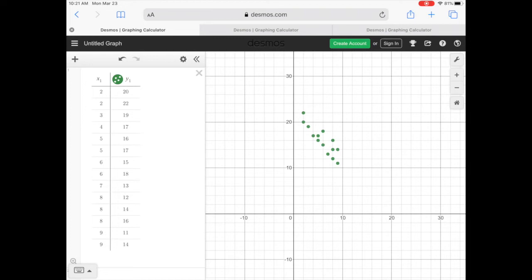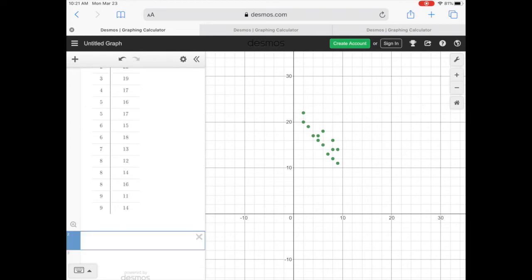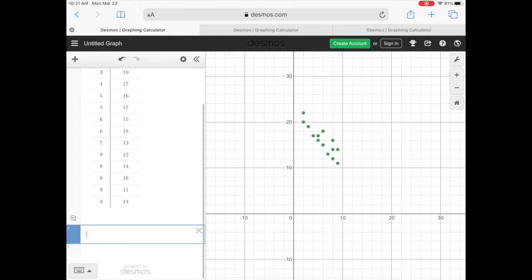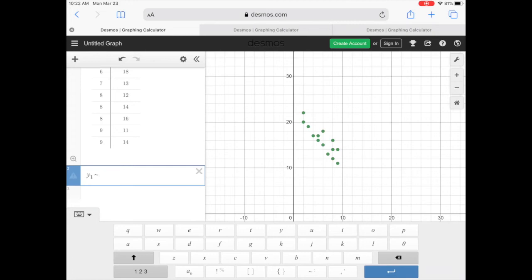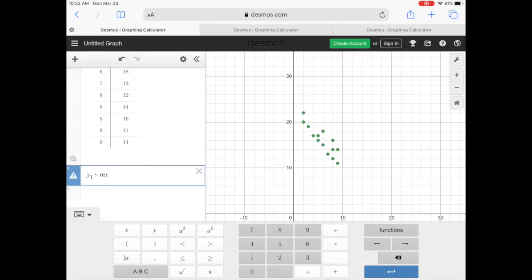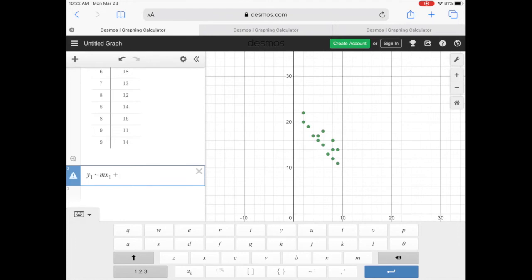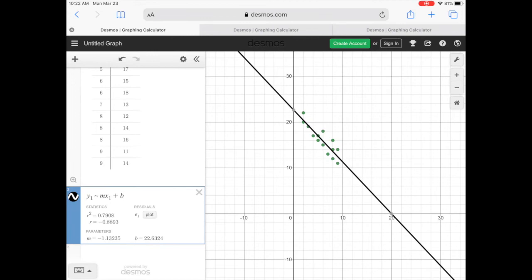Now what we need to do is we need to know what the line of best fit is. So you go down to the next row in the table, or the next place where you can type. And this is where you have to remember the equation for the line of best fit. And guys, this is not going to be on your formula sheet. So I don't know if it would be in the question or if you would have to memorize it, but it's y1 ~ mx1 + b.